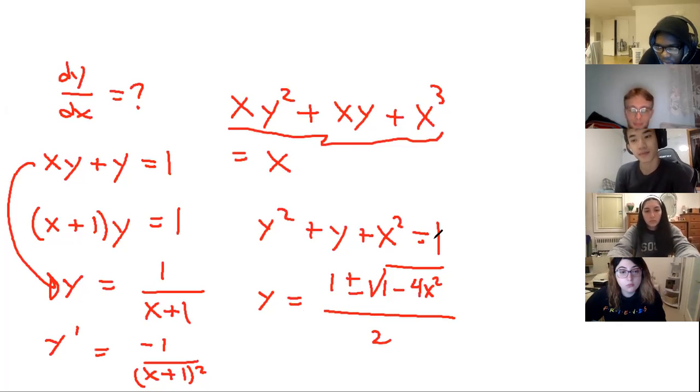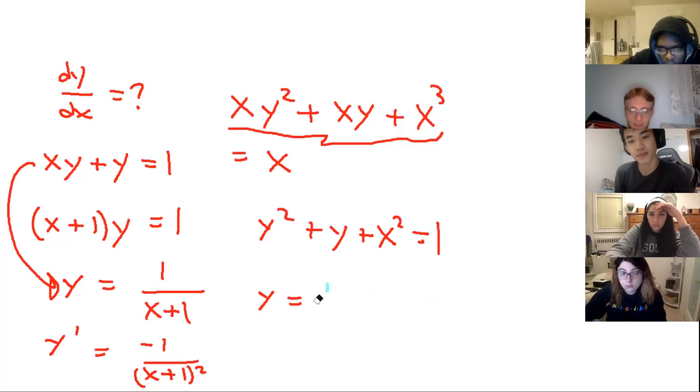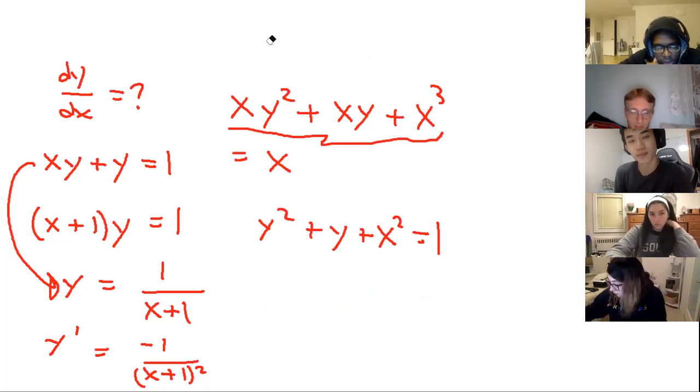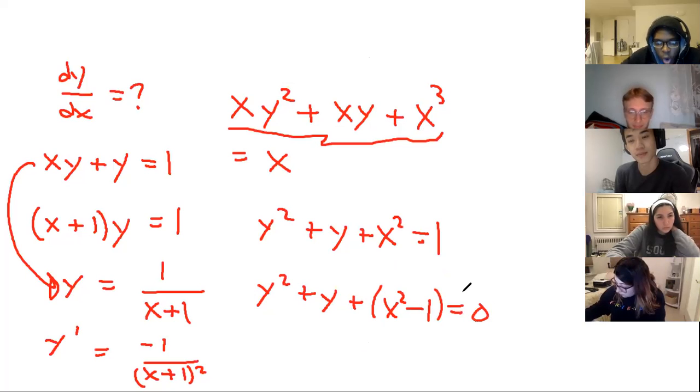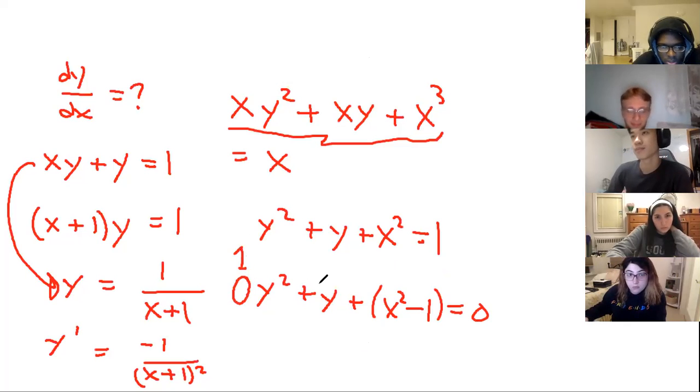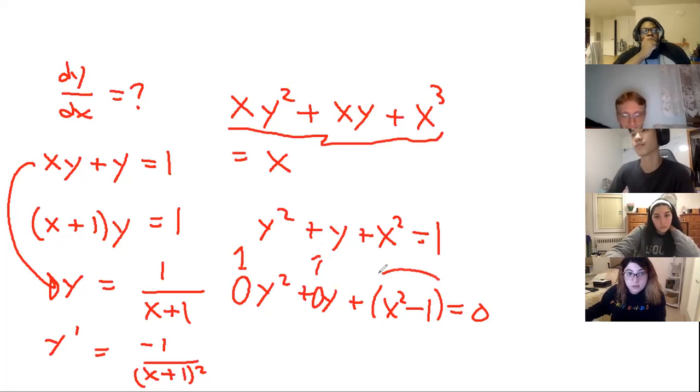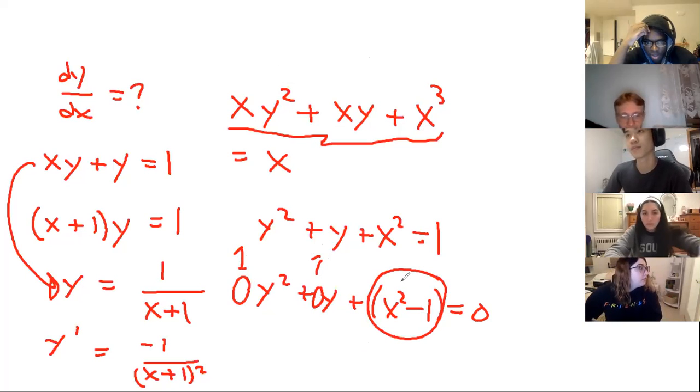By the way, it's equal to 1. I made a mistake in my y. It's not completely right, if that's what you mean. I need to set it to 0. It should be y squared plus y plus x squared minus 1 equal to 0. It's a quadratic equation where the coefficient of y squared is 1, the coefficient of y is also 1, and the coefficient c is this expression. That's a quadratic equation using those variables.